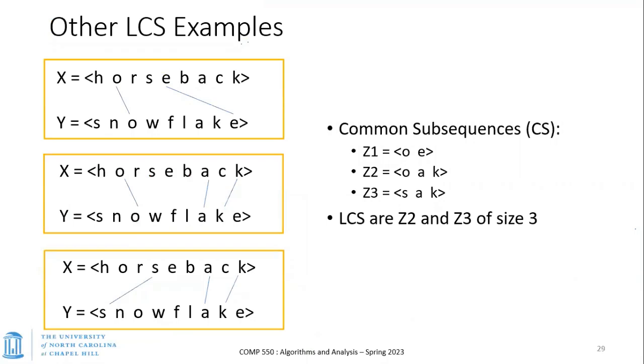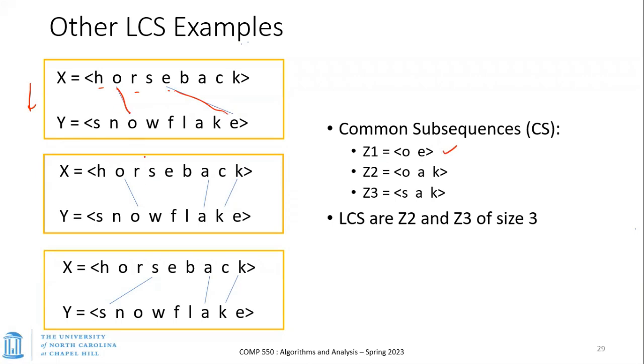So this is another example. These are just words, not genome sequences. So horseback and snowflake. I'm using the same approach. I'm going from X to Y and saying, well, does H occur in snowflake? No. Does O occur? Yes. If you have a match, R occurs? No. E occurs? Yes. So that's one match, and that's OE.